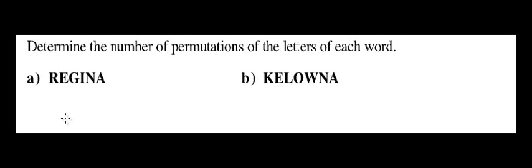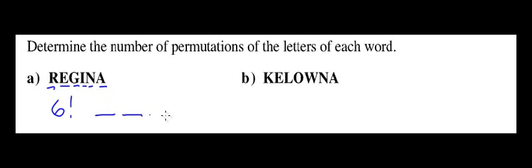Okay, some easy permutations to get us started. We've seen that if you have n different things and you have to put them all in order and you have to use every one of them, then there's n factorial ways to do that. So Regina, 1, 2, 3, 4, 5, 6 different letters. That means there should be 6 factorial different ways to arrange that. Now, you can show that that's right.